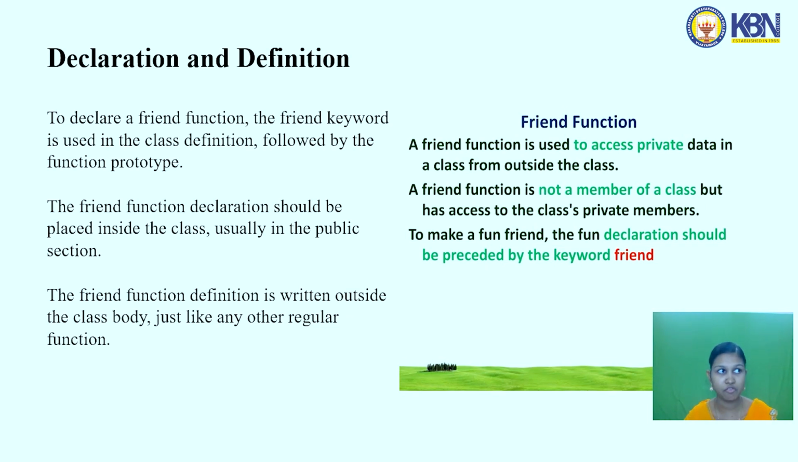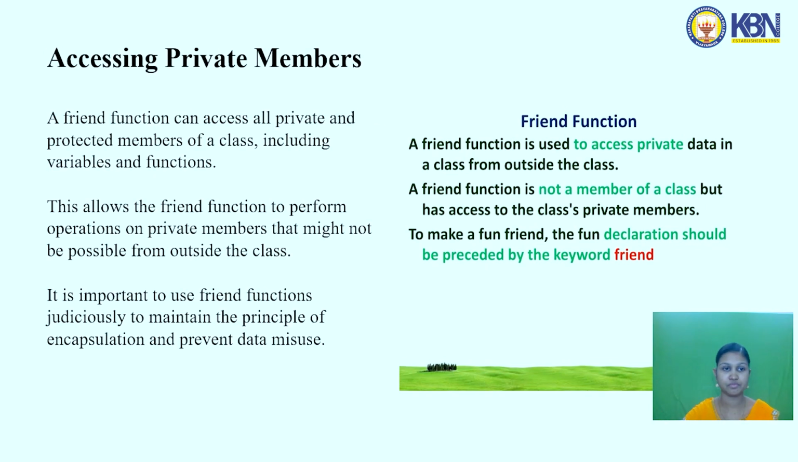In a friend function, you use the friend keyword. The friend function declaration should be placed inside the class, in the public access modifier section. The private access modifier should not be applicable. The friend function definition is written outside the class body, just like other regular functions.